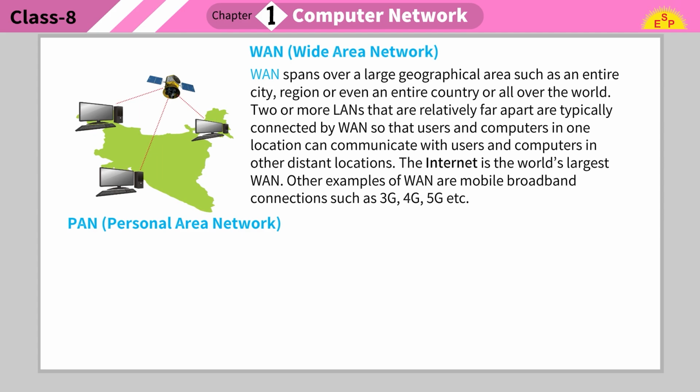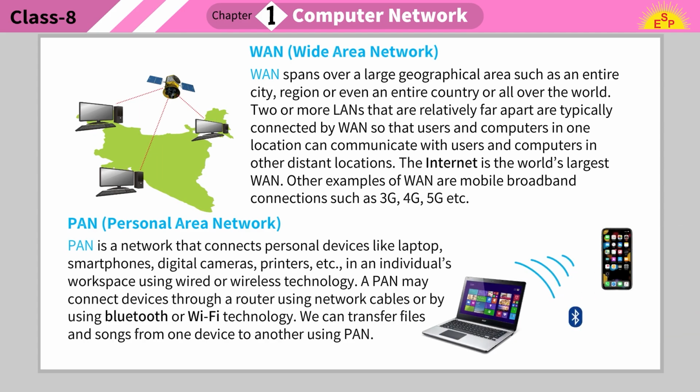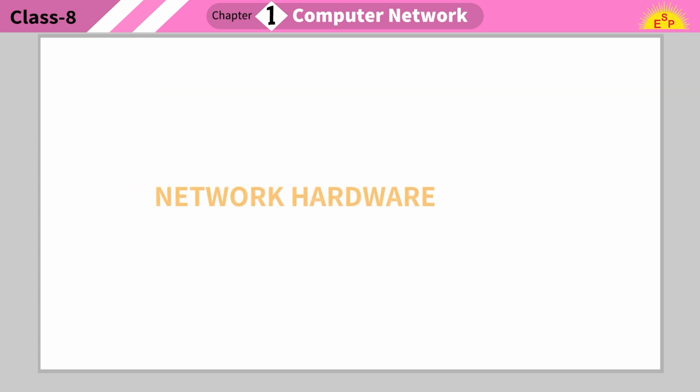PAN, Personal Area Network. PAN is a network that connects personal devices like laptop, smartphones, digital cameras, printers, etc. in an individual's workspace using wired or wireless technology. A PAN may connect devices through a router using network cables or by using Bluetooth or Wi-Fi technology. We can transfer files and songs from one device to another using PAN.